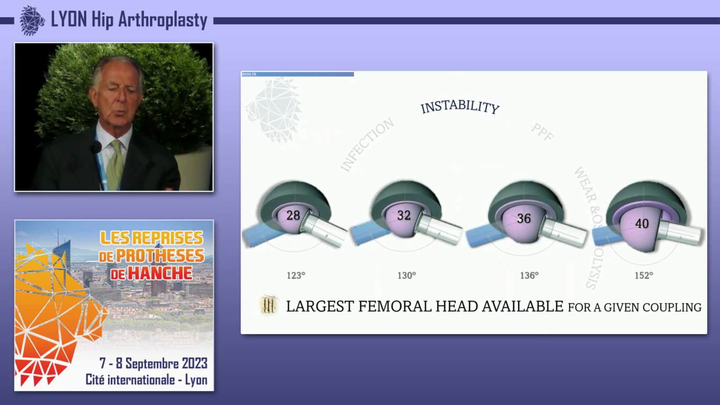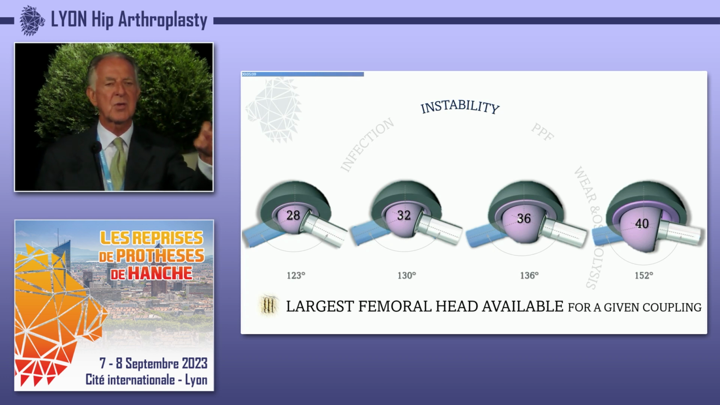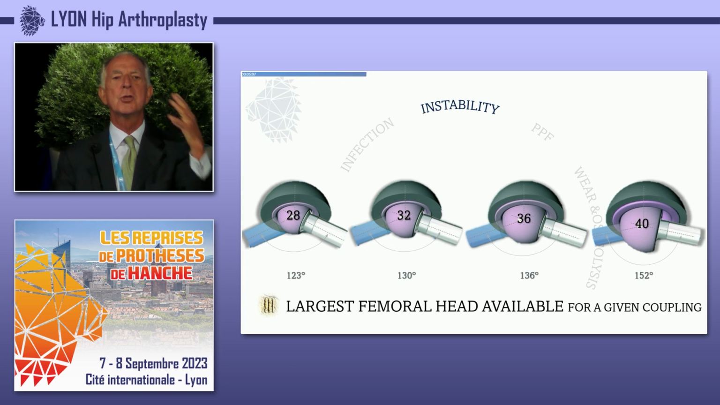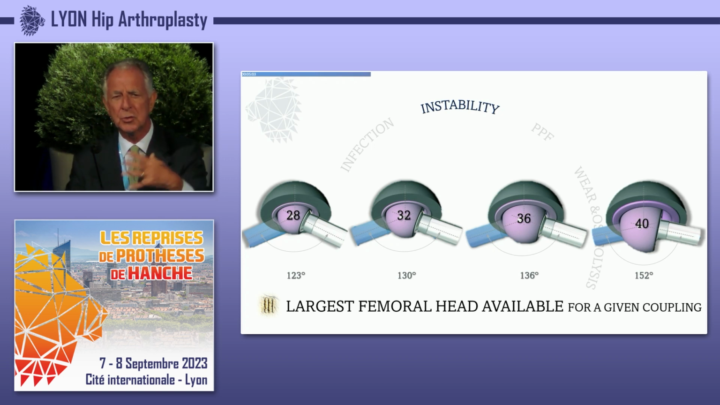A third remark would be looking out for instability. My suggestion is to use the largest femoral head available for a given coupling. So if you have ceramic on ceramic or ceramic on polyethylene, use the largest as much as possible. Actually, 33 is the largest that you need. After 38, you don't need that much.